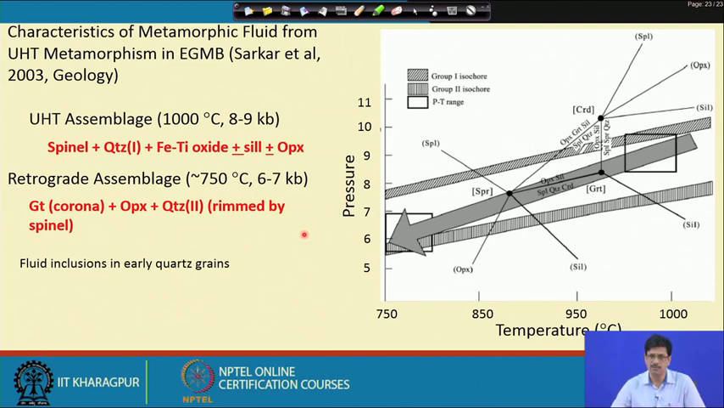So, there are many such examples, from different parts, even some work from the southern granulite terrain and the Dharwar Craton they reported, and many other cases of such fluid inclusion work along with phase petrologic work have been presented.